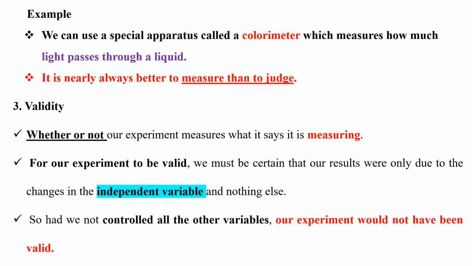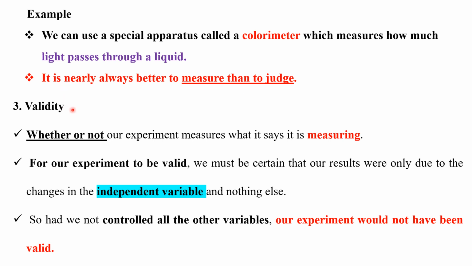For example, we can use special apparatus. That apparatus is called a colorimeter, which measures how much light is passed through a liquid. It is nearly always better to measure than to judge. So, as you say, don't use personal judgment. If you need to know how much light is passed through a liquid, we must measure with a colorimeter instead of judging.